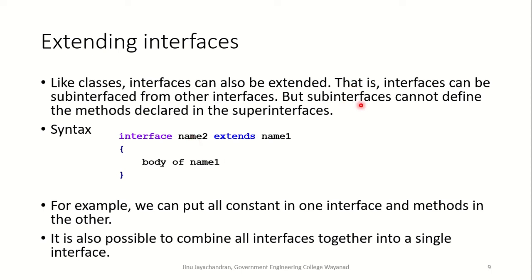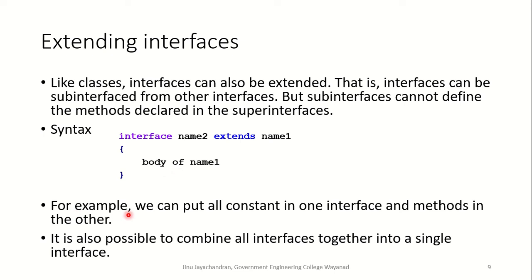But sub interfaces cannot define the methods declared in the super interface. In the super interface, you might have declared some methods, for example, in the last example, there is a void display. You cannot create a method inside name2 and say, okay, inside void display, this should be the body. You cannot do that. Even the name2 interface should obey the rules of interface, which means you should only have static final variables and methods which are only declared.